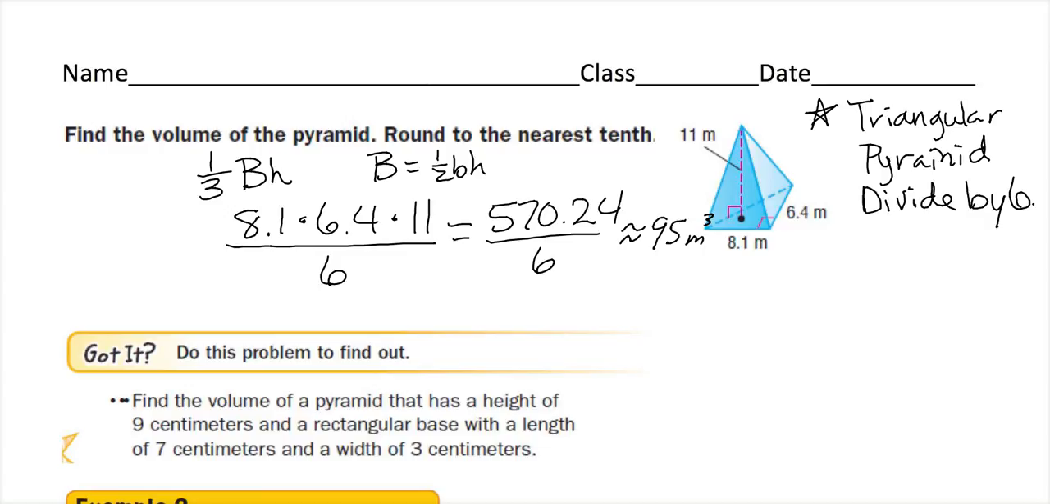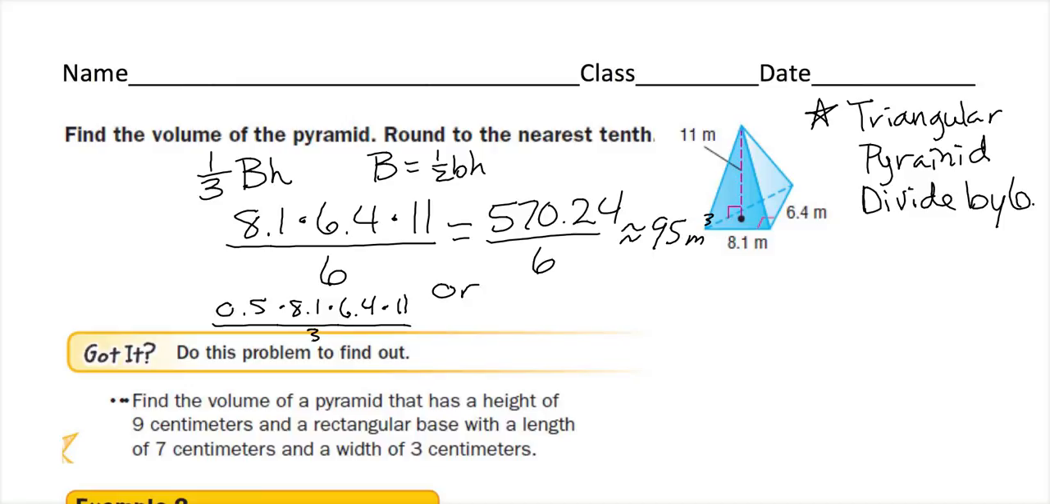All right, so if that bothers you, then I guess what you can do is just throw in a half right here in front of the 8.1 and do it that way. It gets a little weird looking, but it will work. Okay, so either way, what we do is 0.5 times 8.1 times 6.4 times 11, and then all of that divided by 3, and it'll give you the same exact answer. Okay, so it will work either way.